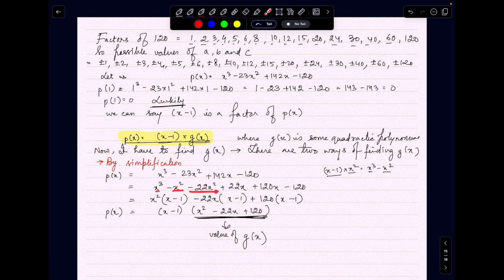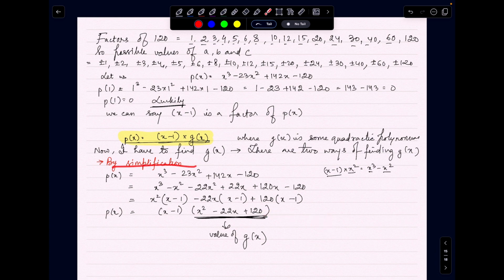Since minus 22x square is remaining, similarly I will split the next term into plus 22x plus 120x, two parts. Then I take x minus 1 as common. We get x minus 1 common, and the remaining part is a quadratic polynomial, that is x square minus 22x plus 120. That is g of x. This is the polynomial we are getting.